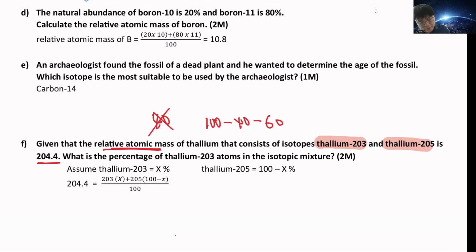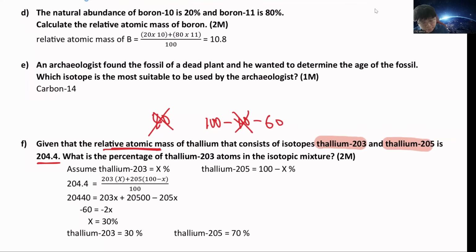That's why when this is X, this one is 100 minus X. After that, you take X% times 203, plus (100 minus X) times 205, divide by 100%, and you should get the average mass of 204.4. Then bring the number over to the other side, so this becomes 20,440. Then open up the bracket. After that, bring it over here, and you will get X equals 30%. Then 100 minus 30 equals 70.